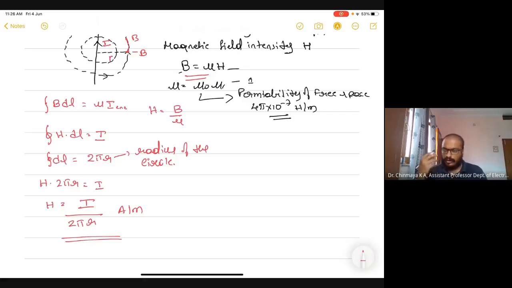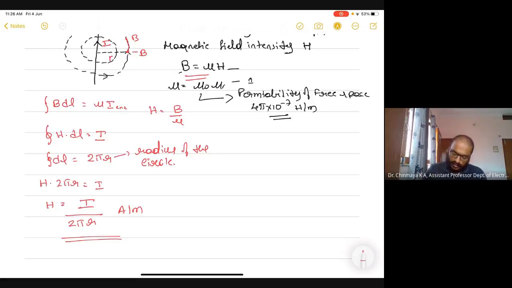So you know that two opposite poles attract each other, and two similar poles, like north pole and north pole, repel each other, and the south pole and north pole attract each other. This is the magnetic field produced by a current carrying conductor for a wire.